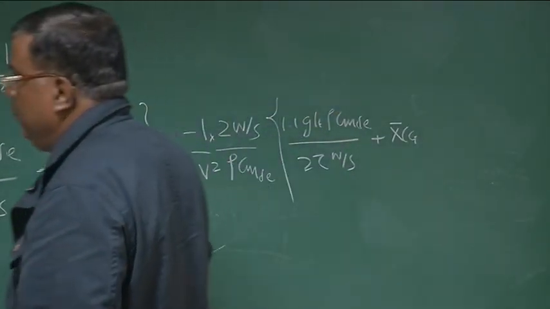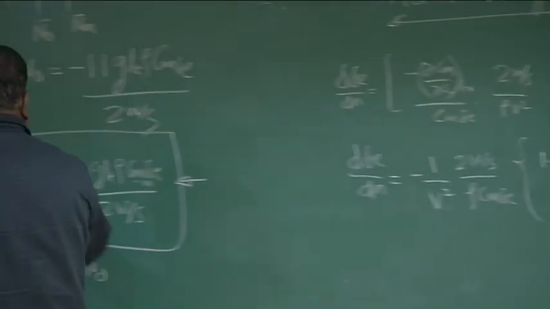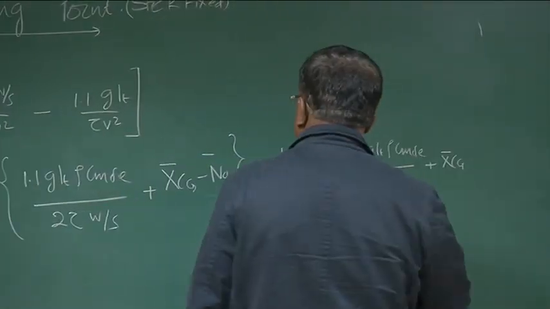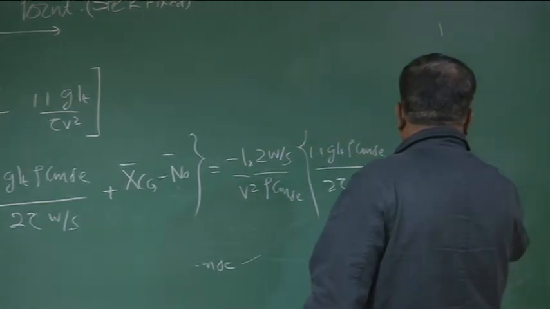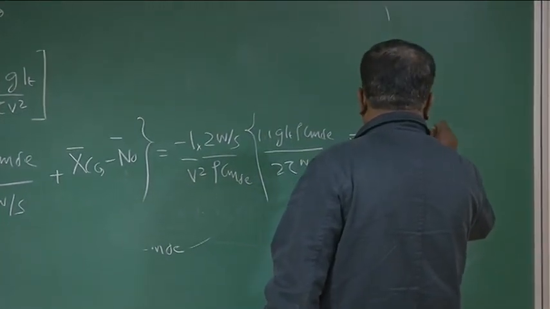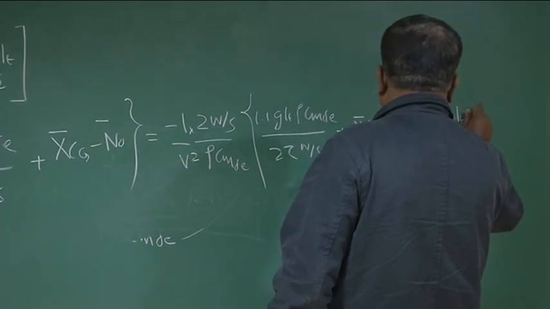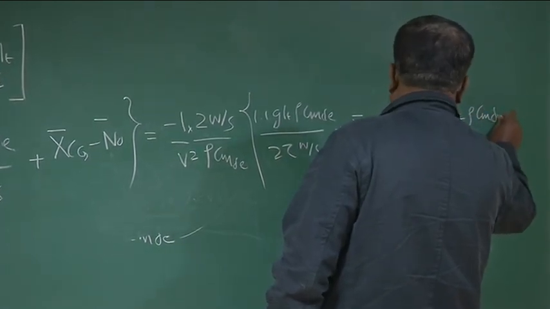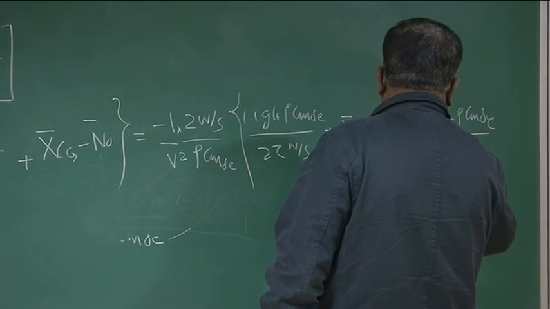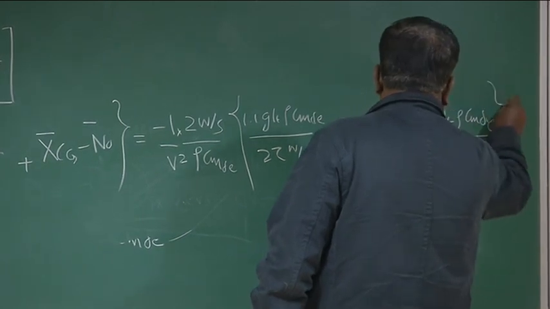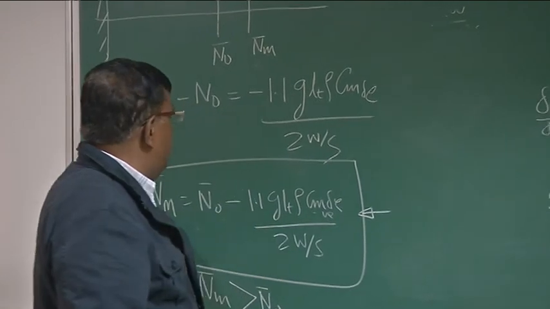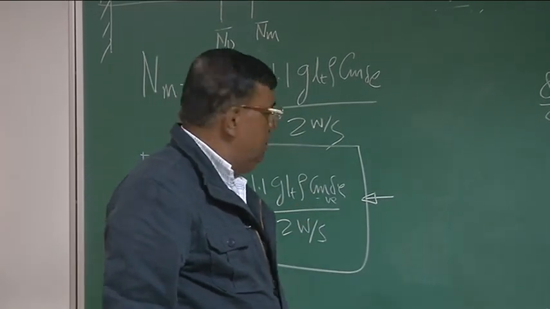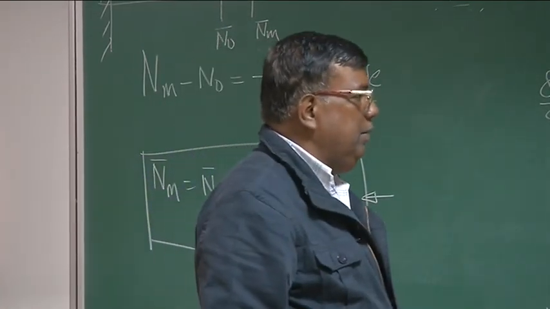For n naught I am writing nm plus this term, right? Since this is a minus sign, minus n naught, it will be minus nm and minus 1.1 glt rho cm delta E by 2 tau w by s. Nothing great I have done. Please, I repeat, n naught I have replaced by this expression: N naught equal to nm plus 1.1 g lt rho cm delta E by 2 w by s.